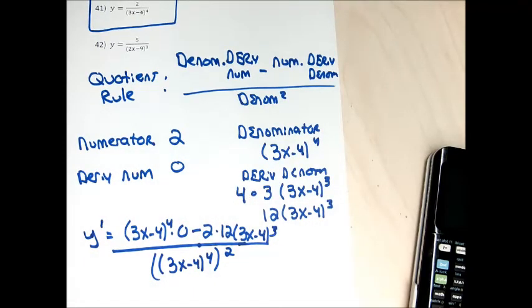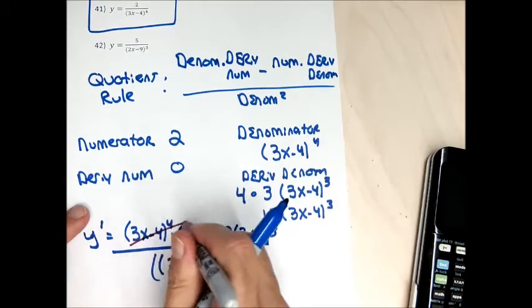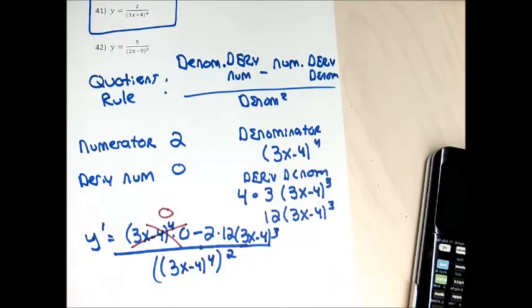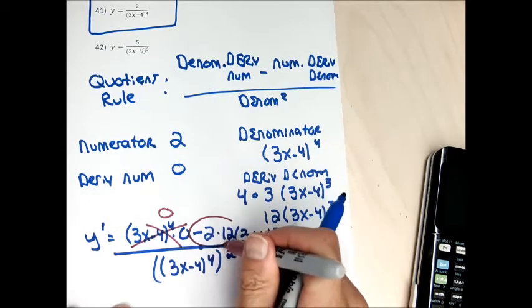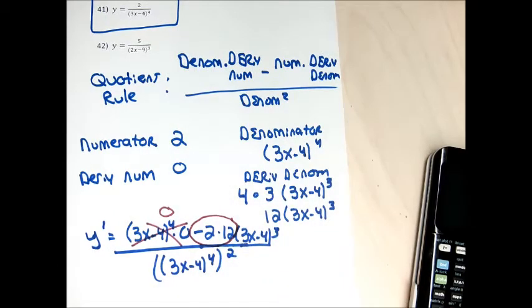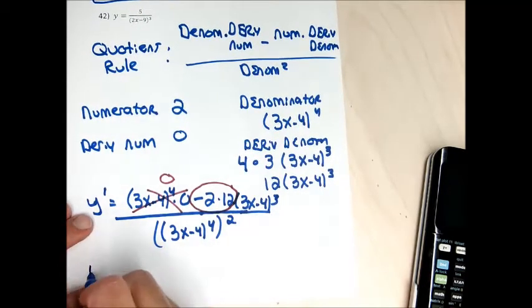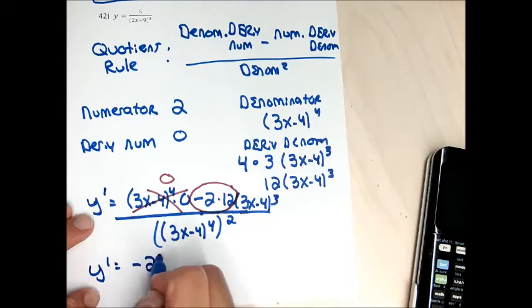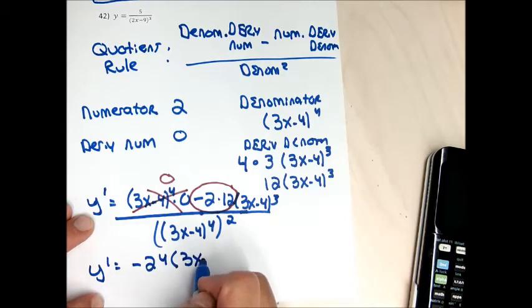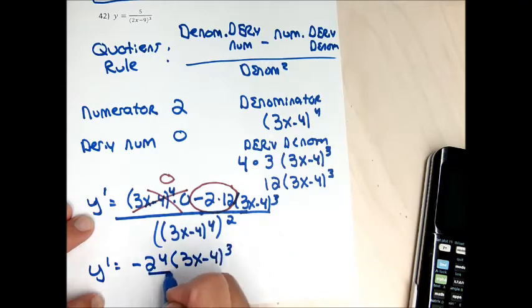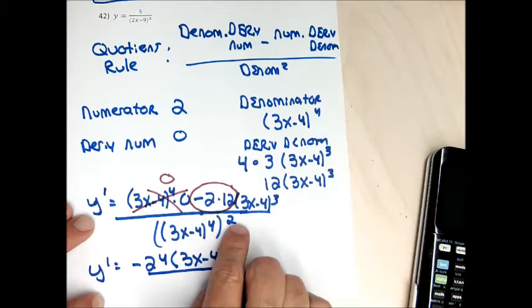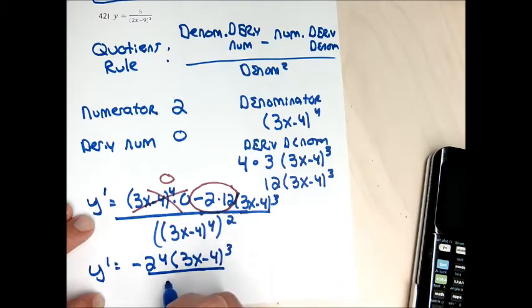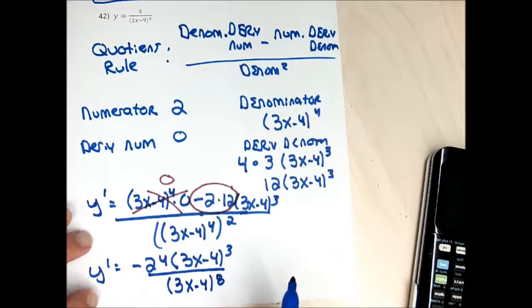So, I have the derivative. Now I'm just going to simplify it. This piece comes out to be 0 because anything times 0 is 0. For the piece after the minus sign, I'm just going to multiply the minus 2 and 12 and get a minus 24. So it's going to give me minus 24 times 3x minus 4 cubed. And in the denominator, if something has an exponent and you're squaring it, you need to multiply the exponents to do the squaring. So the denominator is going to be 3x minus 4 to the 8th.